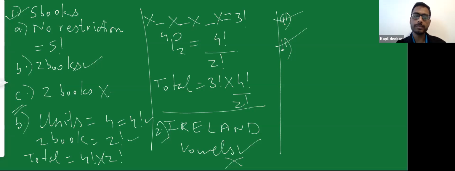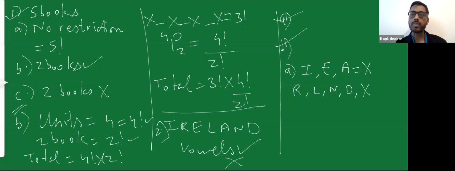Perfect. So time's up. I'll give you the answers. First case is vowels to be together. If I want vowels to be together, what am I going to do? I'm going to tie them up together and consider them 1 unit. Which are the vowels? I, E, and A. 3 vowels are there. So I'm going to tie them up together, consider them as 1 unit X. Then consider your letters, rewrite your word again. R is there, L is there, N is there, D is there. And instead of writing your vowels I, E, and A, I'm going to write that 1 unit X.